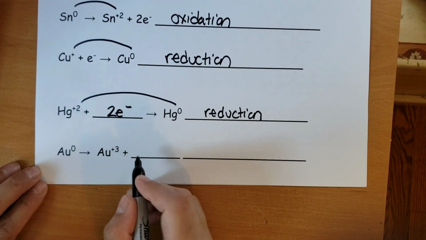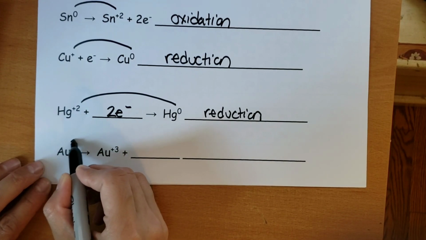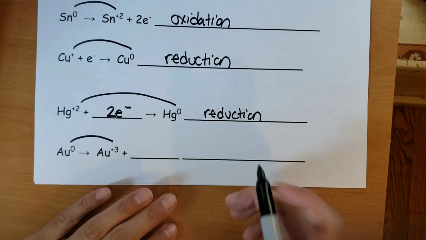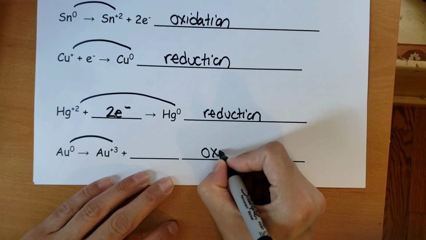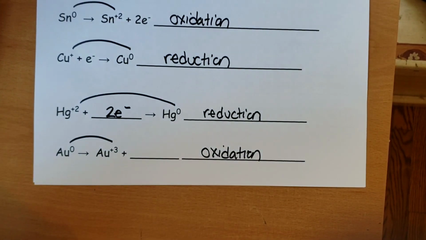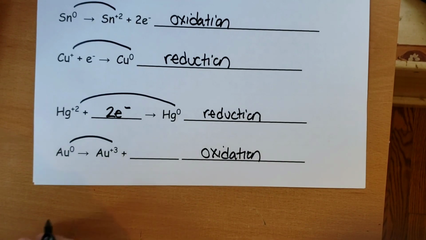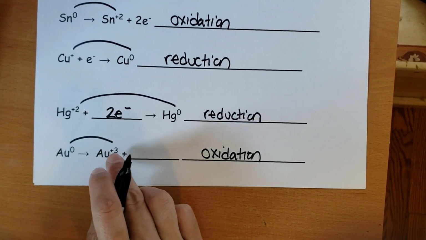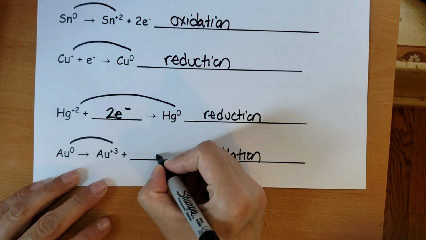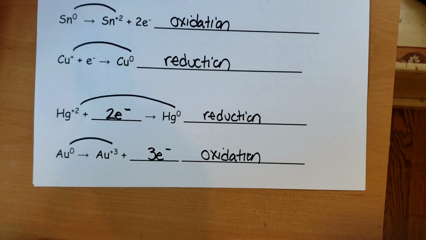Let's look at the gold here. Notice that gold is changing charge from 0 to positive 3. That is an increase or an oxidation. When the gold atom undergoes oxidation, it must lose electrons. How many electrons? Well, we need to balance the charge. So 0 equals 3 plus 3 electrons. Now my charge is balanced.